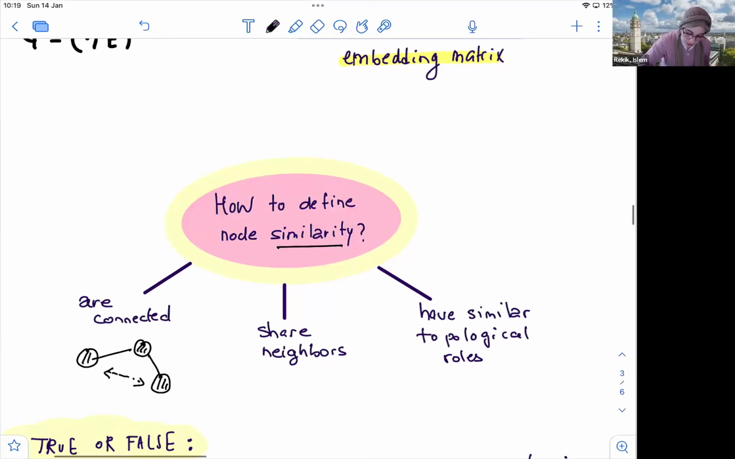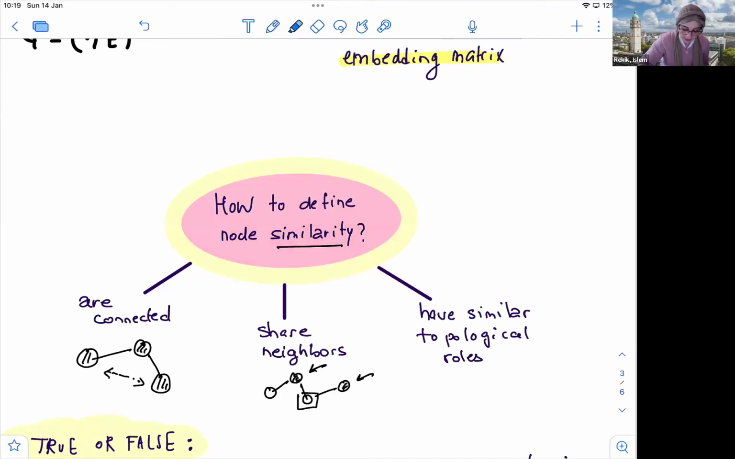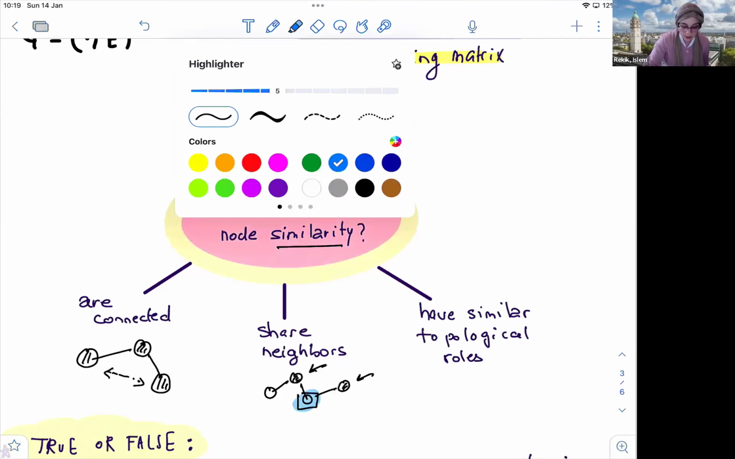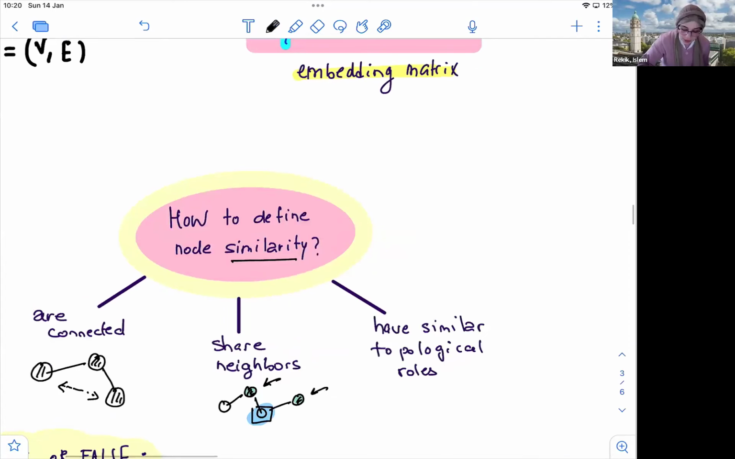It could also be based on shared patterns. For example, these two nodes share the same neighbor. So depending on the number of shared neighbors, we can derive the similarity of these nodes. So it could be based on the local neighborhood, or the shared neighborhoods between different points or different nodes.